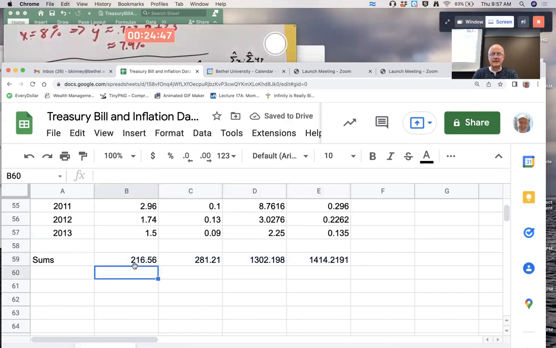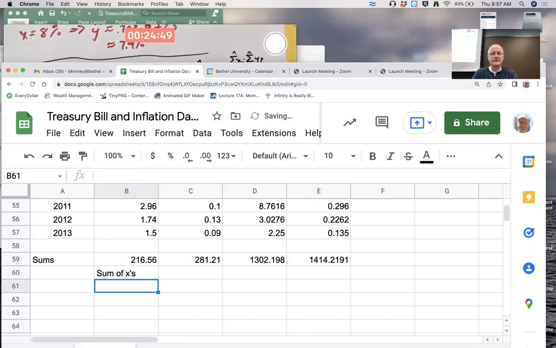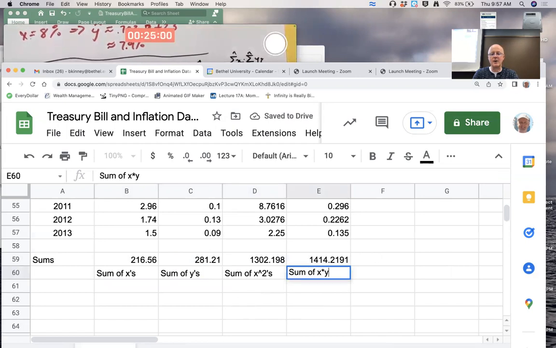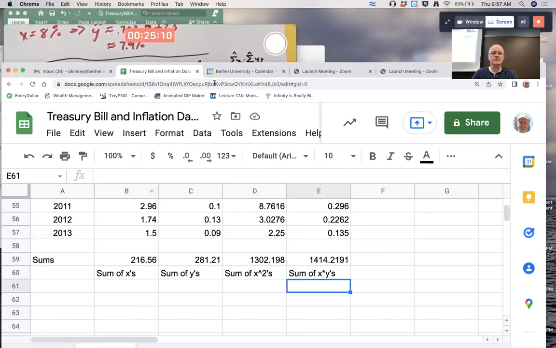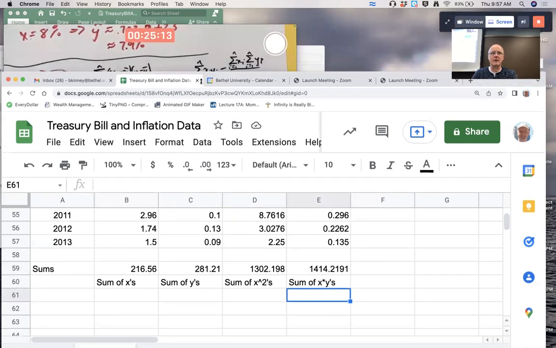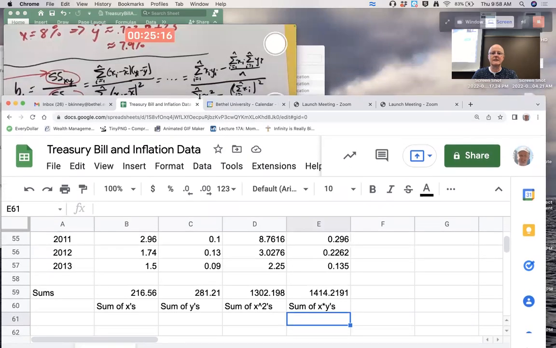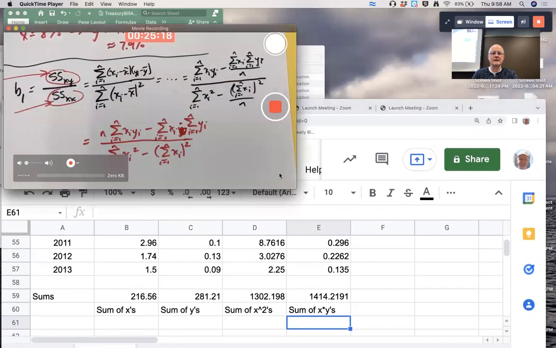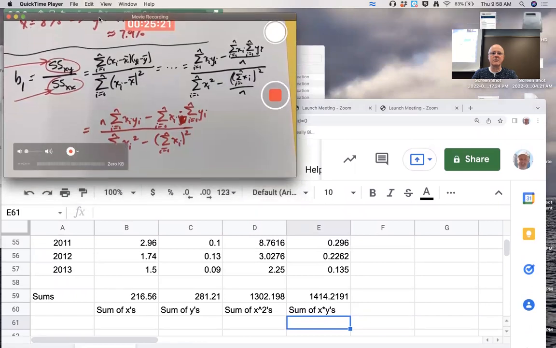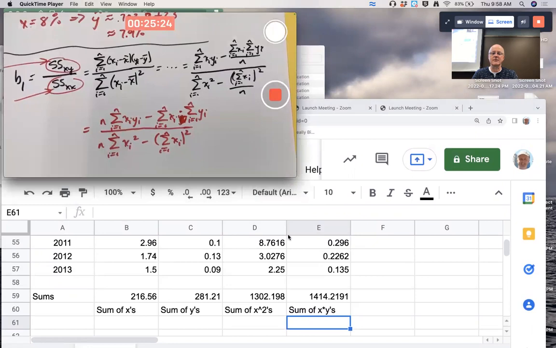So this is the sum of the x's. This is the sum of the y's. This is the sum of x squareds. And this is the sum of x times y's. Did you get those numbers? How are we doing? You keeping up with me? If you feel like you're hopelessly behind and catching up, maybe it's better to just focus on what I'm saying.